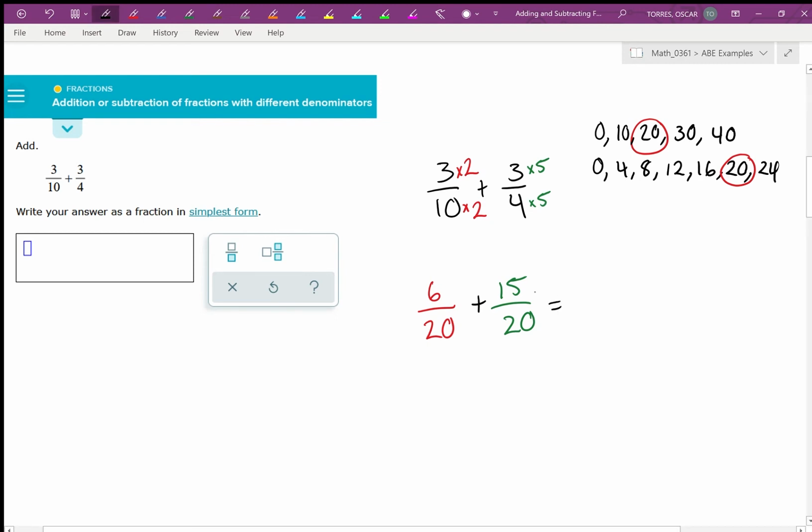When we add and subtract fractions, we keep the denominator. We're not really going to do 20 plus 20. We're just going to copy down 20. That's going to be my denominator. But for the numerator, we need to do 6 plus 15. And 6 plus 15 ends up giving me 21. So the answer to this problem would be 21 over 20.